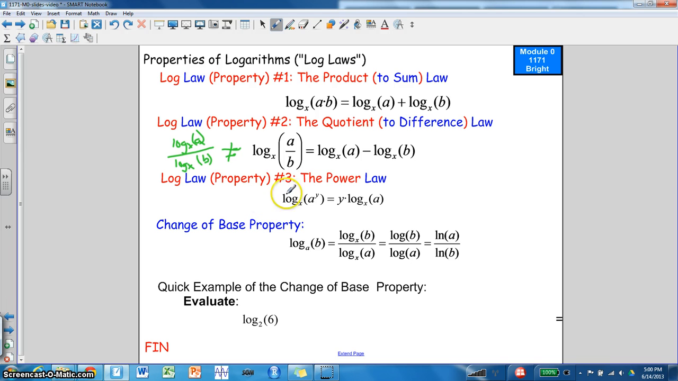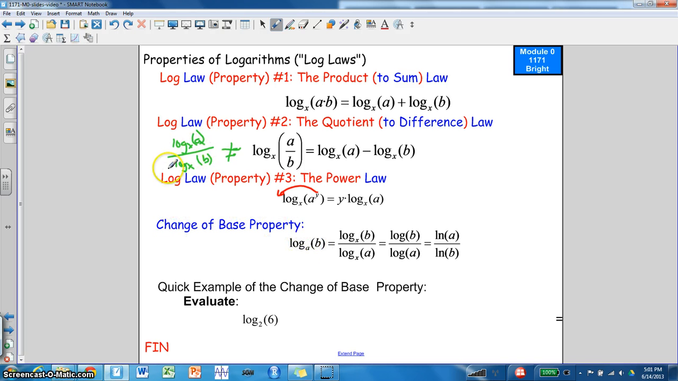Okay, last log law is the power law, and that says if you have a logarithm of an exponential expression inside, the exponent just comes down in front, so it becomes y times log base x of a. Okay, these 3 properties, and then the change of base formula.